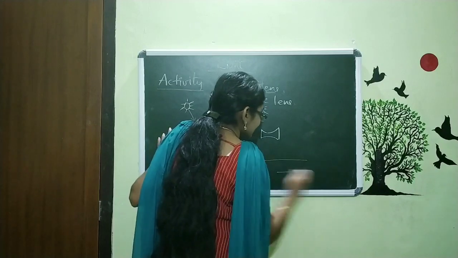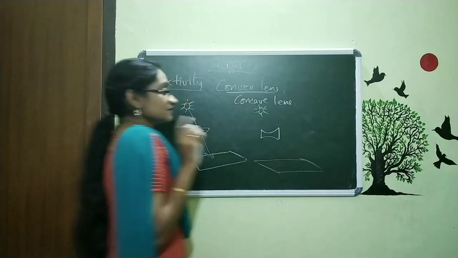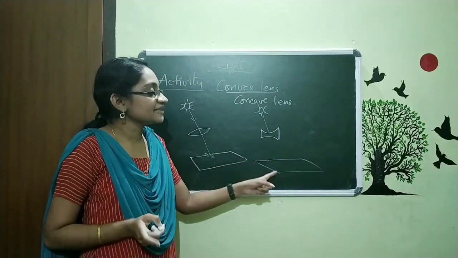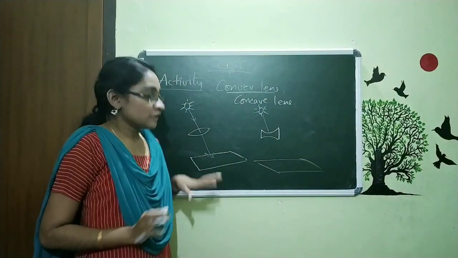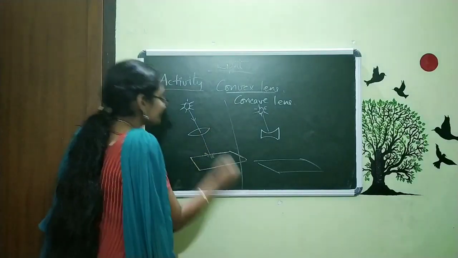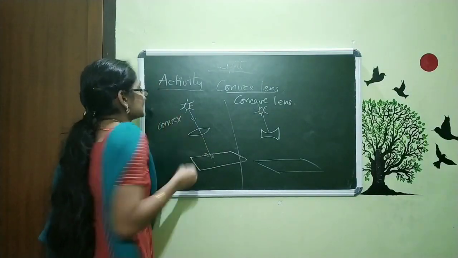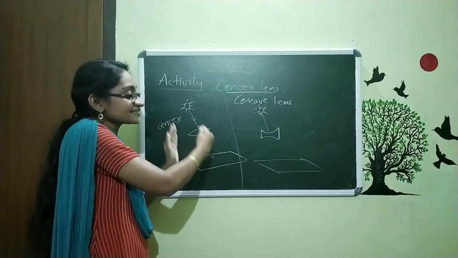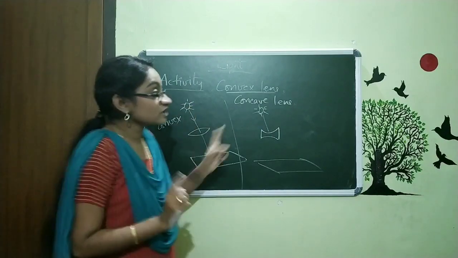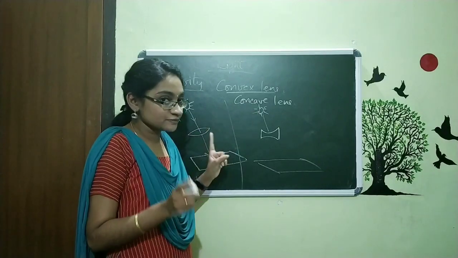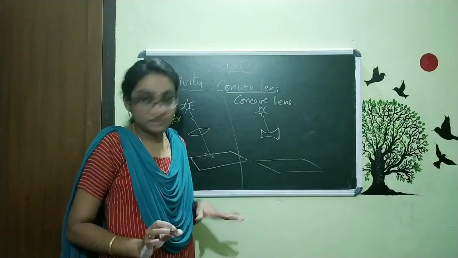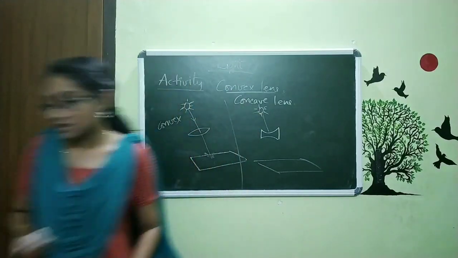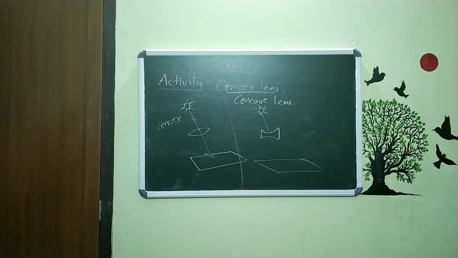Sun, and this is our paper, and the thing is this. It's not possible to focus the light on a screen or paper. So that is the difference between our convex lens and the concave lens. For the convex lens, it is possible to focus the light on a screen, and for the concave lens, it is not possible to focus the light on a particular screen. So that is the basic difference between convex lens and concave lens. I hope it's clear for you.